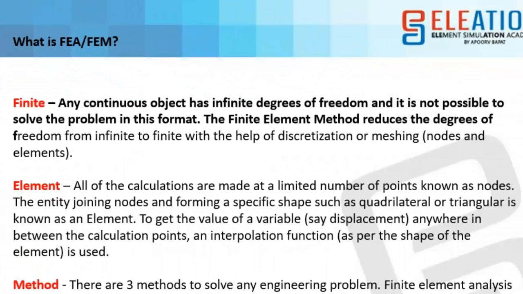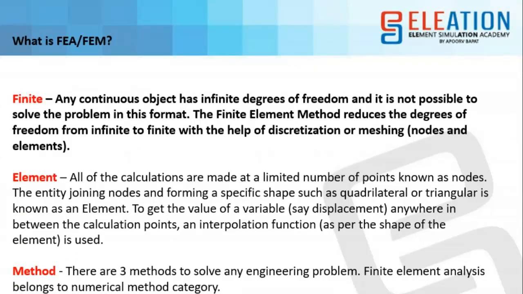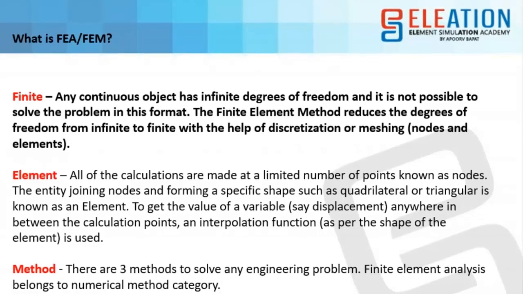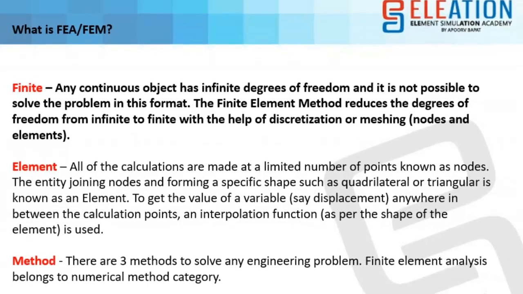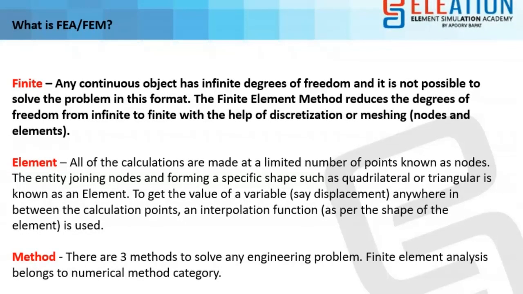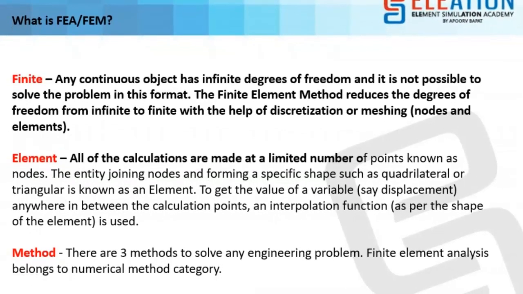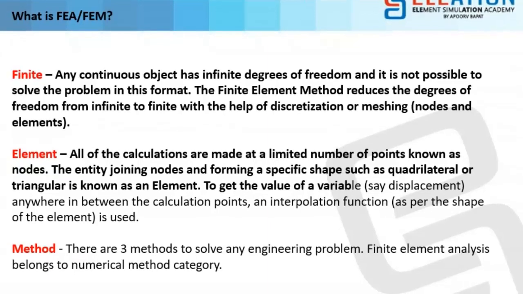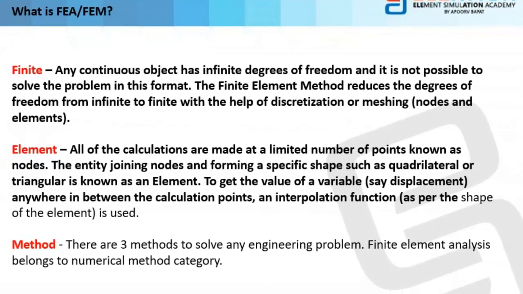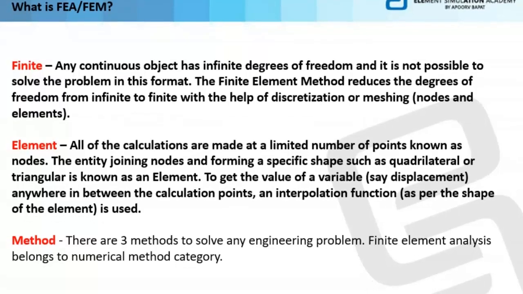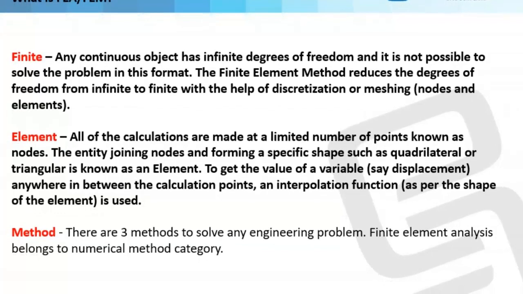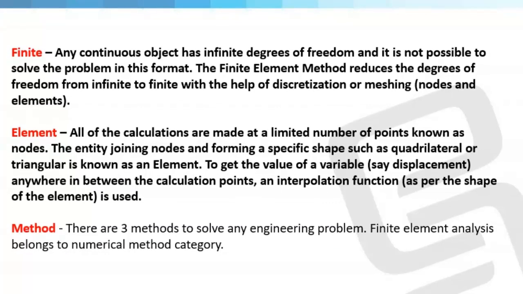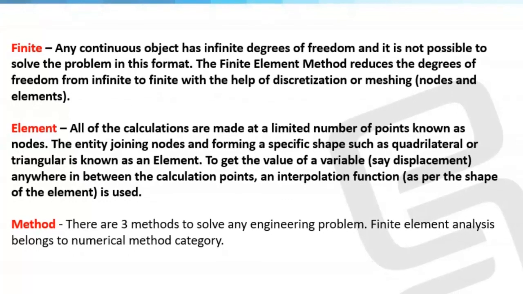Finite. Any continuous object has infinite degrees of freedom and it is not possible to solve the problem in this format. The finite element method reduces the degrees of freedom from infinite to finite with the help of discretization or meshing, or you can say via creating nodes and elements. All the calculations are made at a limited number of points known as nodes. The entity joining nodes and forming a specific shape, say for example quadrilateral or triangular, is known as element. To get the value of a variable, say displacement, anywhere in between the calculation points, an interpolation function as per the shape of element is used.